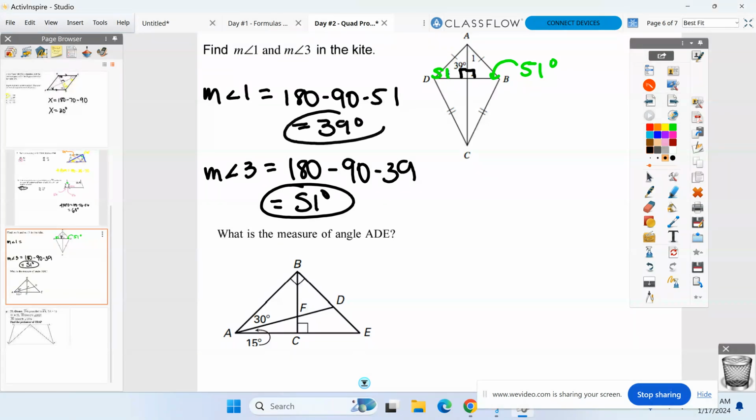Did anybody figure out why these two, the 39 I gave you, and angle 1 would have been congruent? In? Side angle side. The triangles are congruent by side angle side, HL, side side side, a lot of reasons. So CPCTC would have said the 39 and angle 1 would have been congruent.